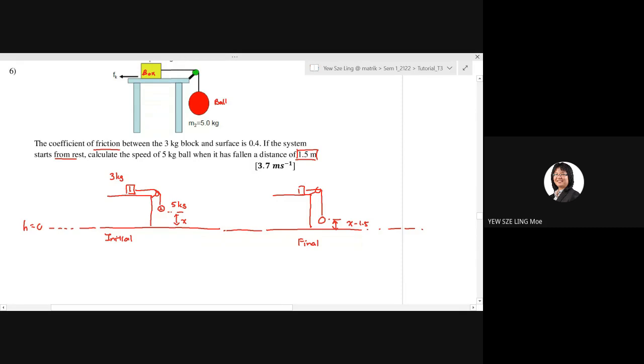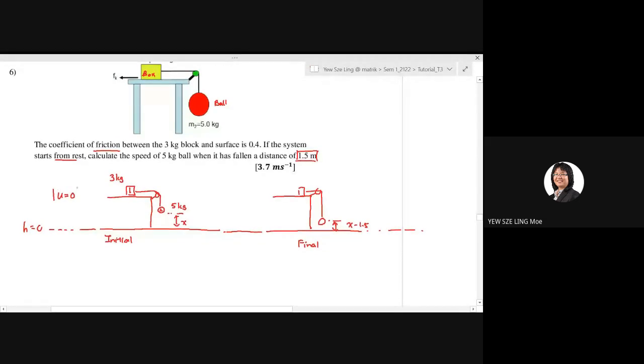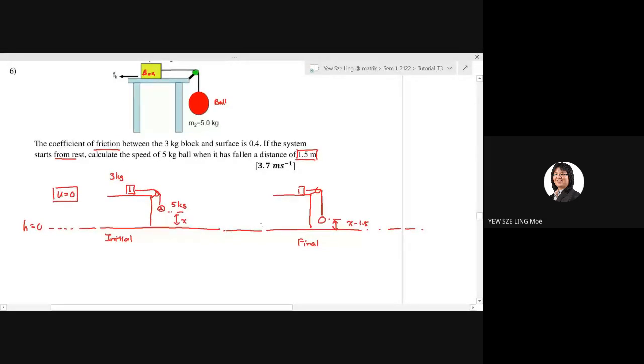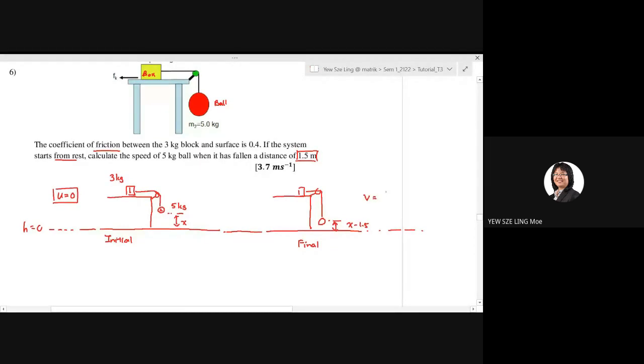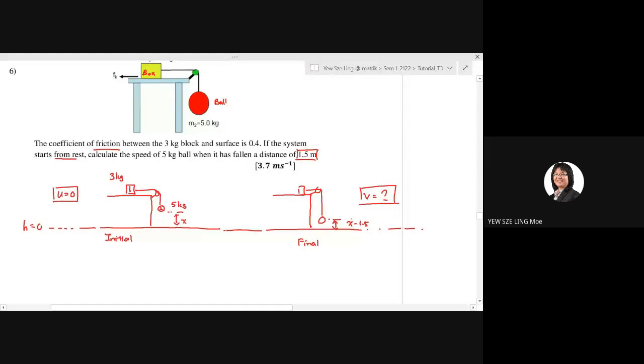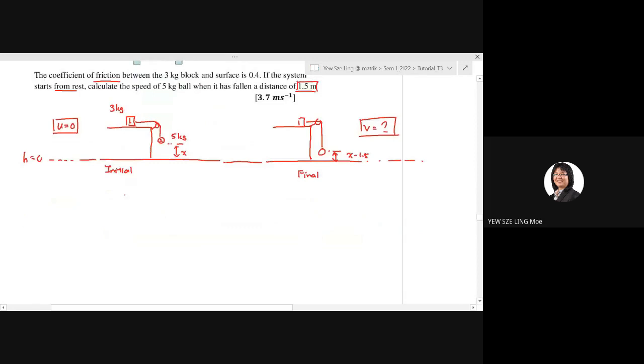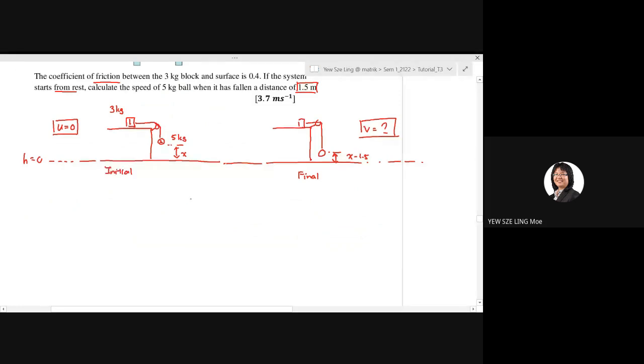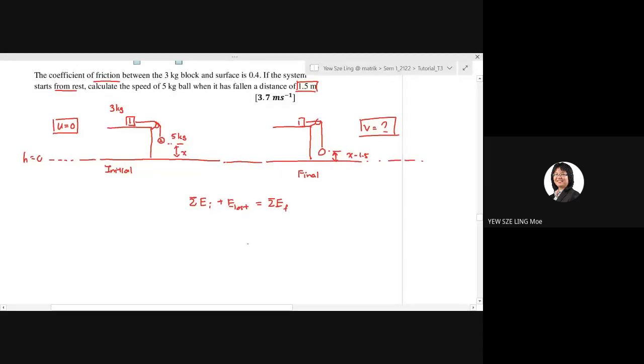Initially, the object starts from rest, so your initial velocity u is equal to 0. And then it asks you to calculate v, the final velocity. Now we are going to try to solve it. According to this question, it experienced frictional force, so there is energy loss. Therefore, the summation of E initial plus E loss is equal to the summation of E final.